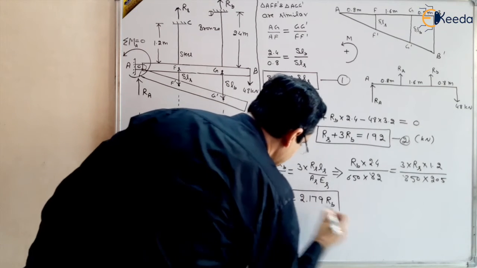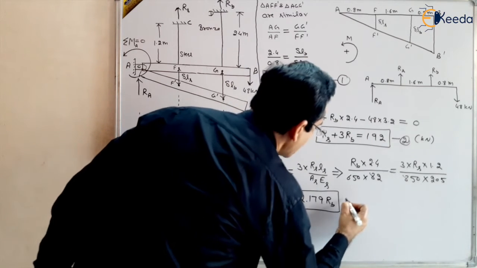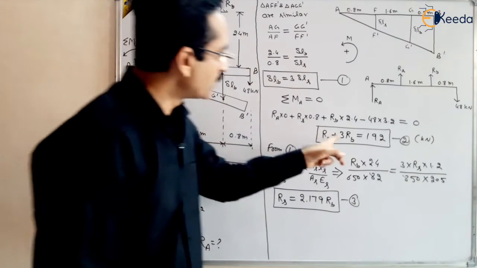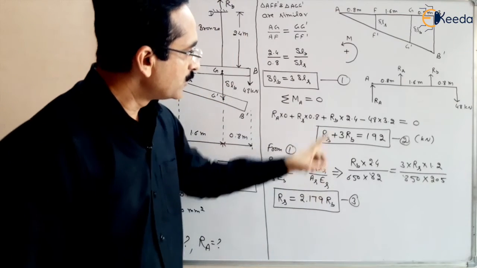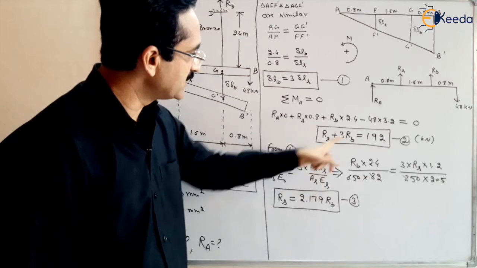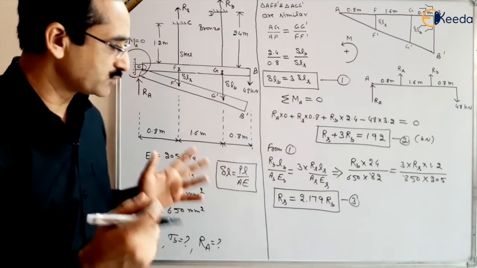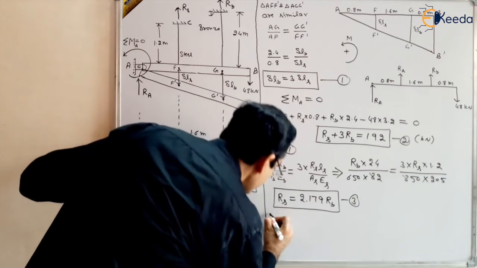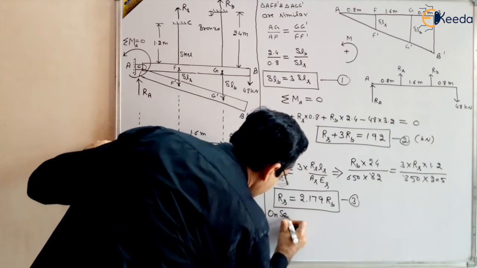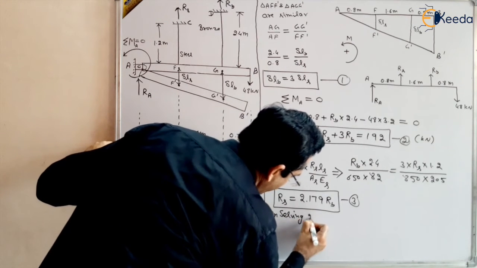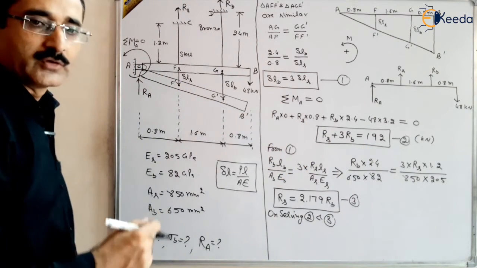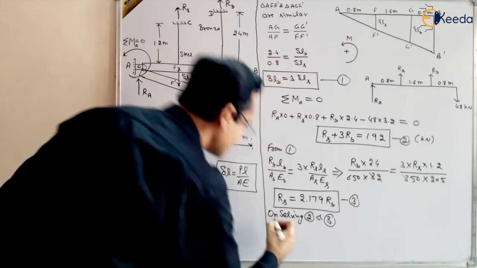This is one more relation between RS and RB, and this is equation number 3. Now we have two unknowns, RS and RB, and two equations for solving these, so it can be solved. So on solving equations 2 and 3, use your calculator to solve.